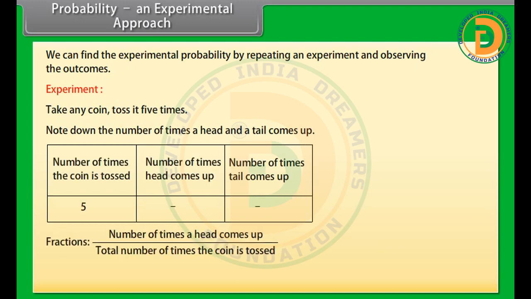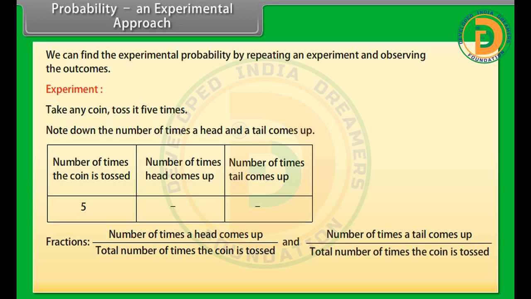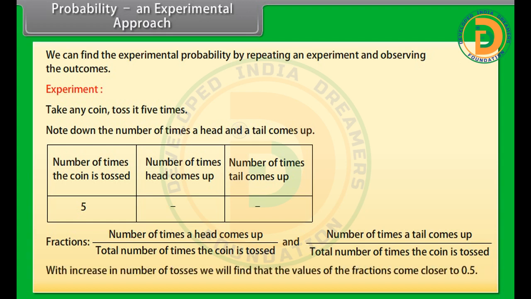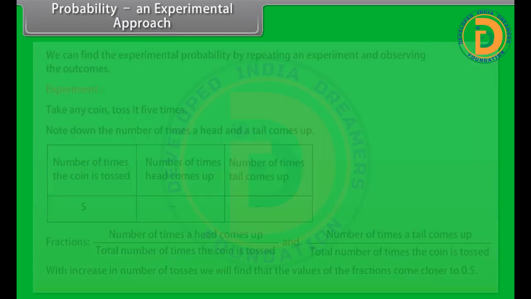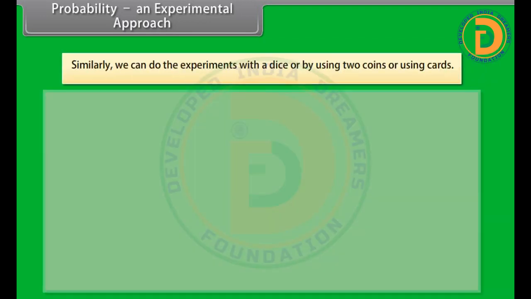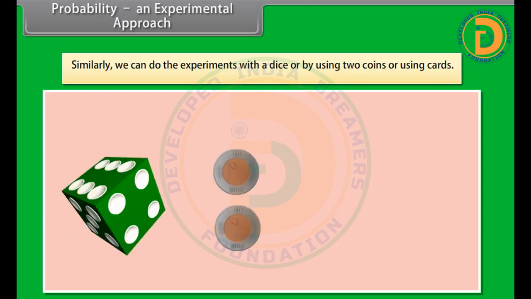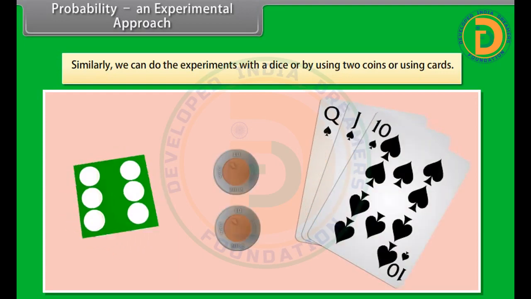Then write the fractions. First one is number of times a head comes up upon total number of times the coin is tossed, and the second one is number of times a tail comes up upon total number of times the coin is tossed. As we increase the number of tosses, we will find that the values of the fractions come closer to 0.5. Similarly, we can do the experiments with a dice, or by using 2 coins, or using cards.